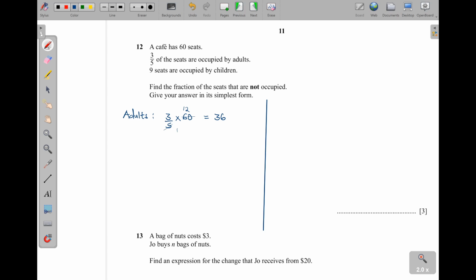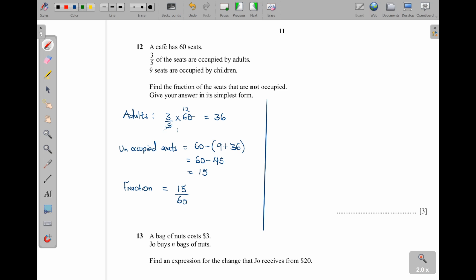And then unoccupied seats, we are going to have the total 60, then minus the 9 seats which are occupied by children, plus the ones that are occupied by adults. So this is 60 minus 45, which is going to give us 15. Then the fraction of these unoccupied seats is going to be 15 out of the 60.